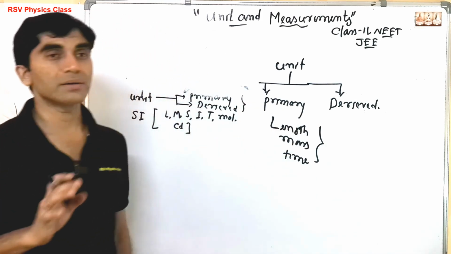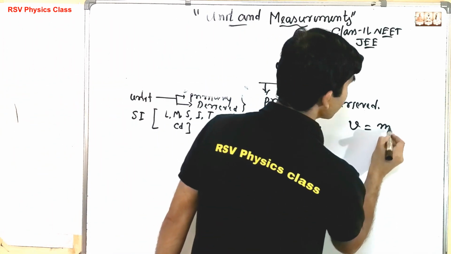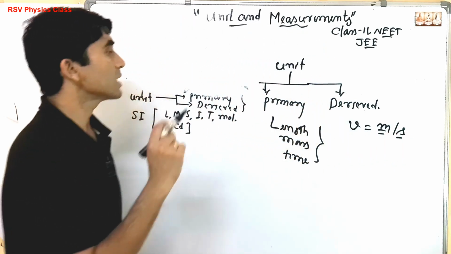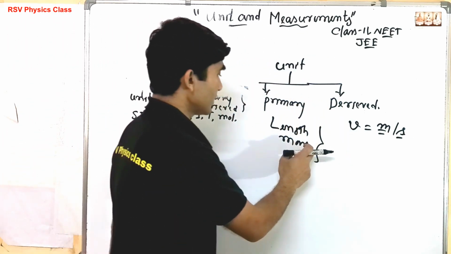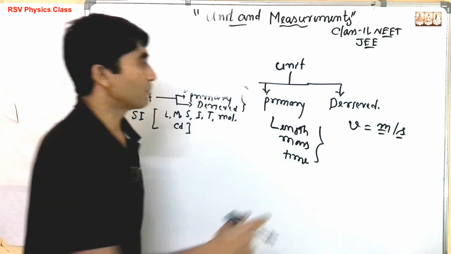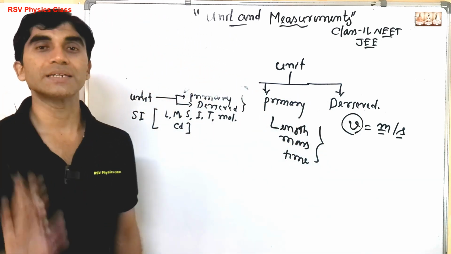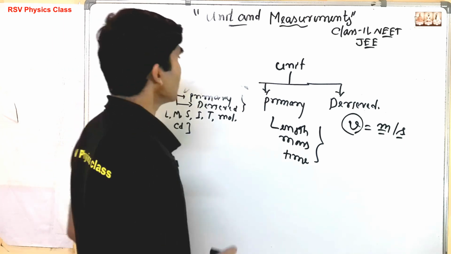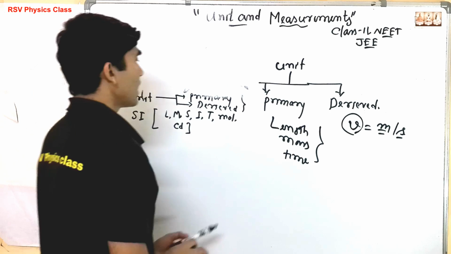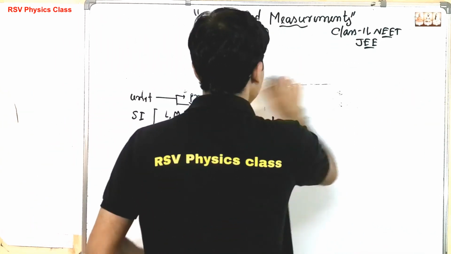If there is only length, mass or time, it is a primary unit. But take velocity, which is meter per second. So there are two primary units, one is length and another is time. Velocity consists of two primary units, that is why it is called a derived unit. So units are primary and derived, but there are several internationally accepted measurement systems: SI, CGS and FPS.